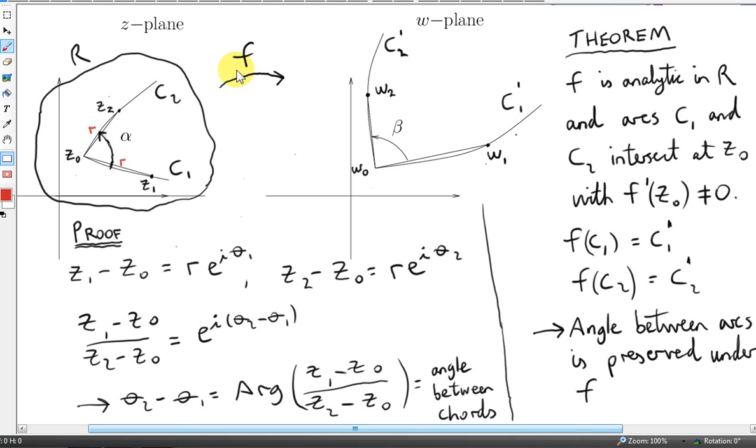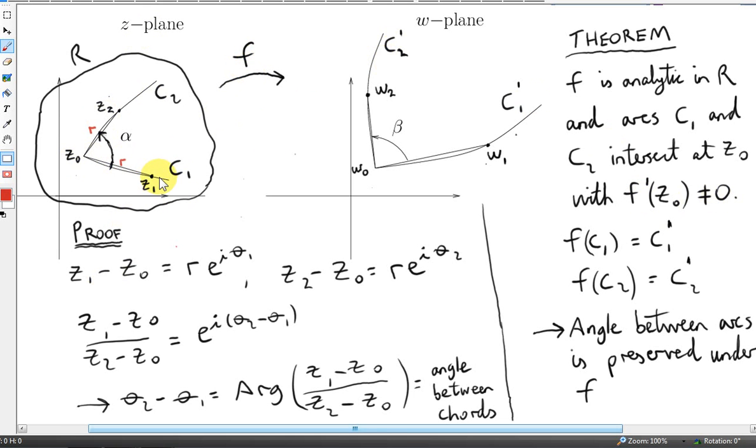Function f is analytic in this region R, which contains two arcs C1 and C2. The arcs C1 and C2 intersect at Z0. Furthermore, the derivative of the function at Z0 is not 0. The image of C1 under f is C1 dash, the image of C2 is C2 dash. In the last video, we stated that the angle between the arcs is preserved under f. In this video, we will prove that.